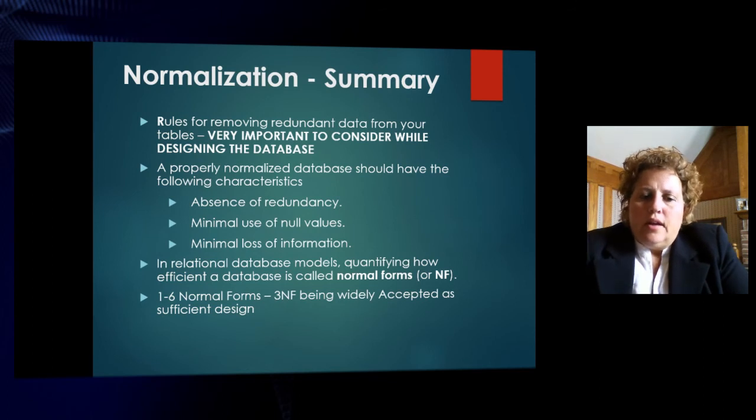Again, in relational database models, quantifying how efficient a database is is called a normal form, or NF. There are generally 6 normal forms, seven if you consider the 3.5 normal form, and third normal form is widely accepted as sufficient design. Any questions?